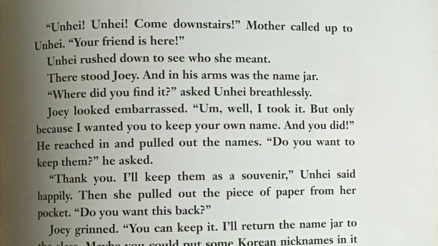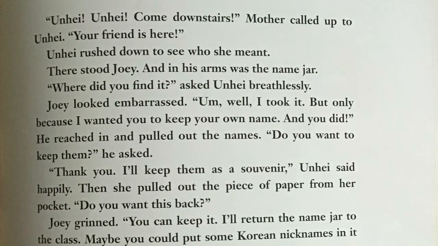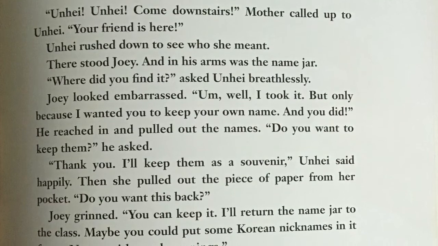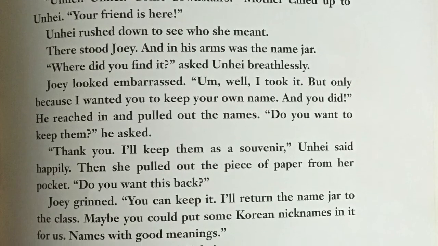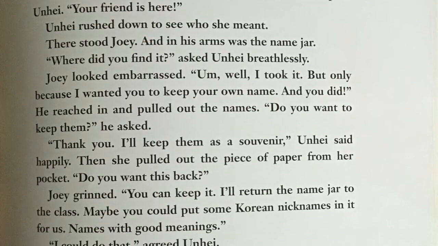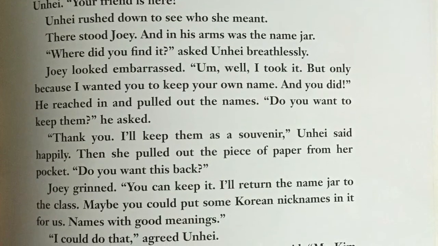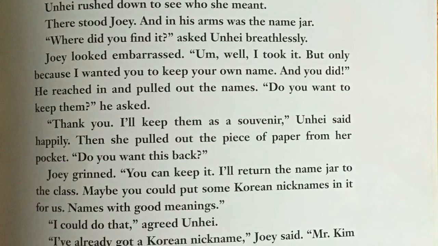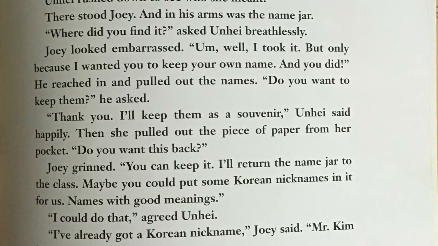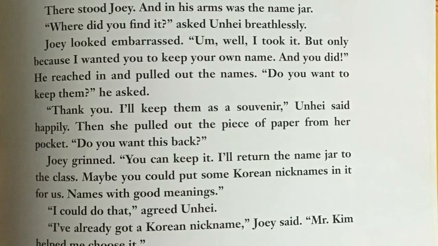"Yunhei! Yunhei! Come downstairs," Mother called up to Yunhei. "Your friend is here." Yunhei rushed down to see who she meant. There stood Joey, and in his arms was the name jar. "Where did you find it?" asked Yunhei breathlessly. Joey looked embarrassed. "Well, I took it, but only because I wanted you to keep your own name, and you did."